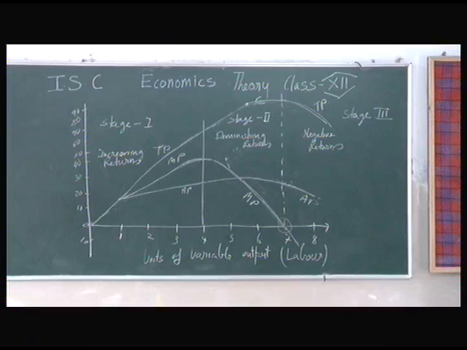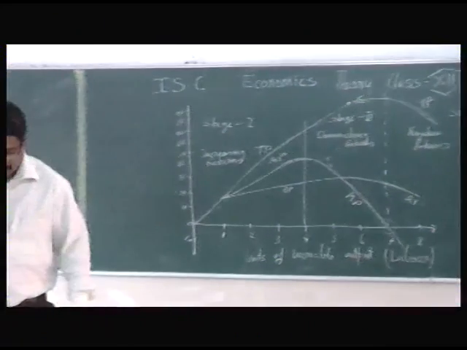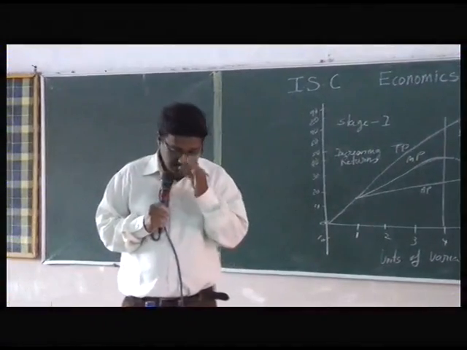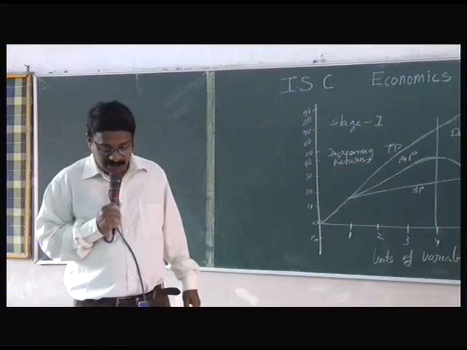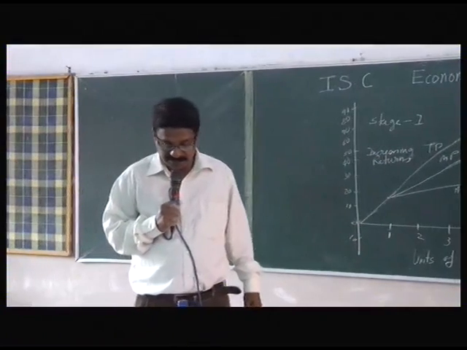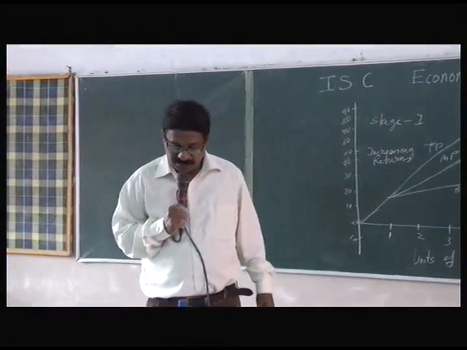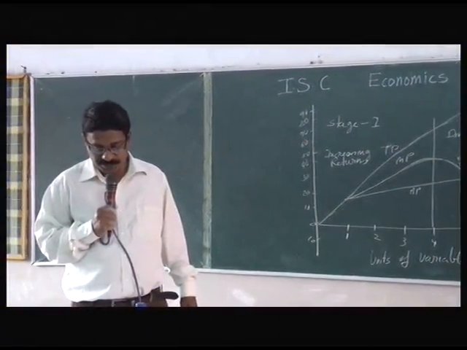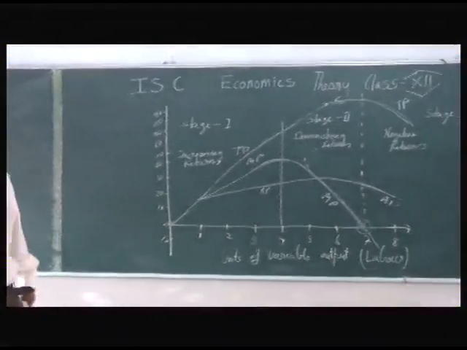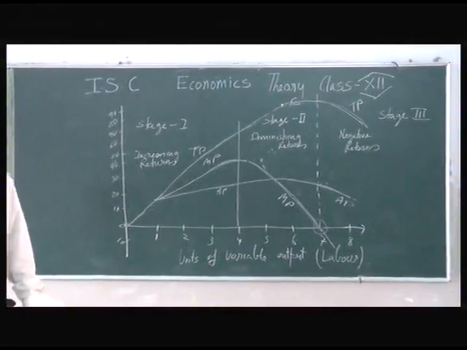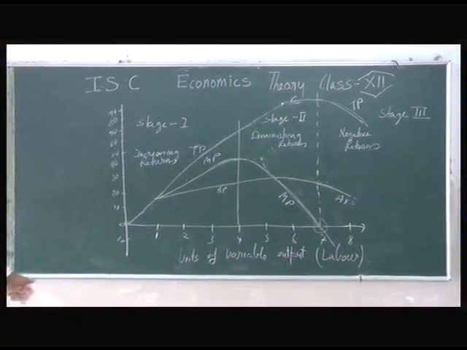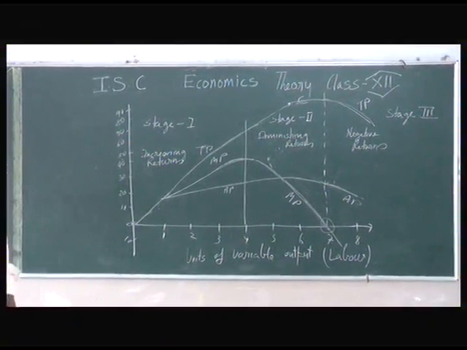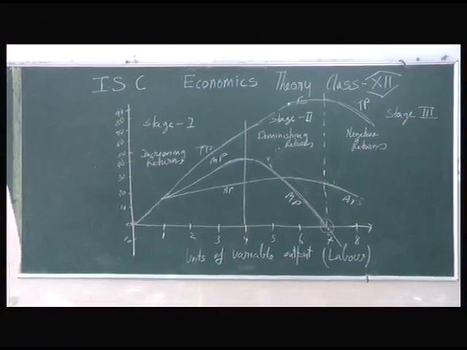I would like to read here. In stage 1, TP increases, MP increases, AP also increases. In stage 2, TP continues to rise at a diminishing rate. MP continues to fall and eventually becomes 0. You can see MP falls and eventually becomes 0. AP also begins to fall. Stage 3, TP also falls. MP becomes negative and AP continues to fall.